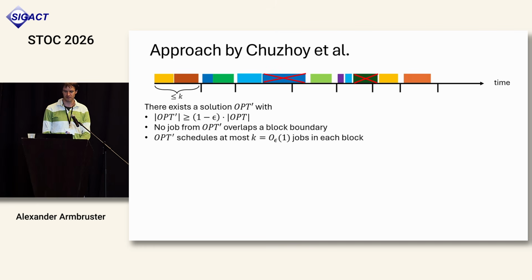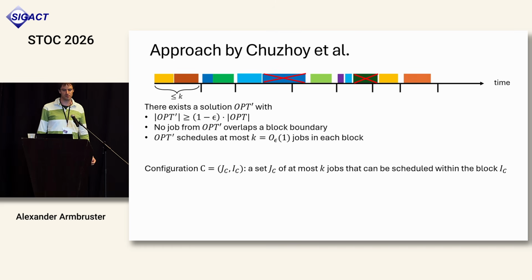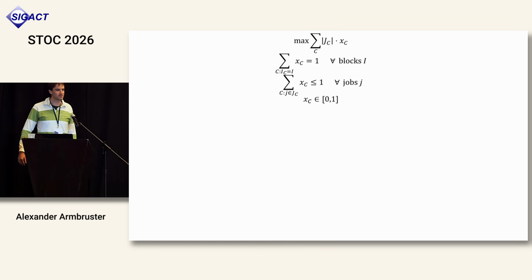If we have this block decomposition, the remaining algorithm is as follows. The idea is that you look at some configurations, which is just a set of jobs that can be scheduled within one of these blocks. And because each block can schedule at most k jobs, the number of configurations is n to the order k, so it's just a polynomial. And this means that we can easily set up a configuration LP that looks something like this. So you have a variable for each configuration, and you have two types of constraints. The first one says that for each block, you only have one configuration. And the second constraint says that for each job, it's scheduled in at most one configuration.